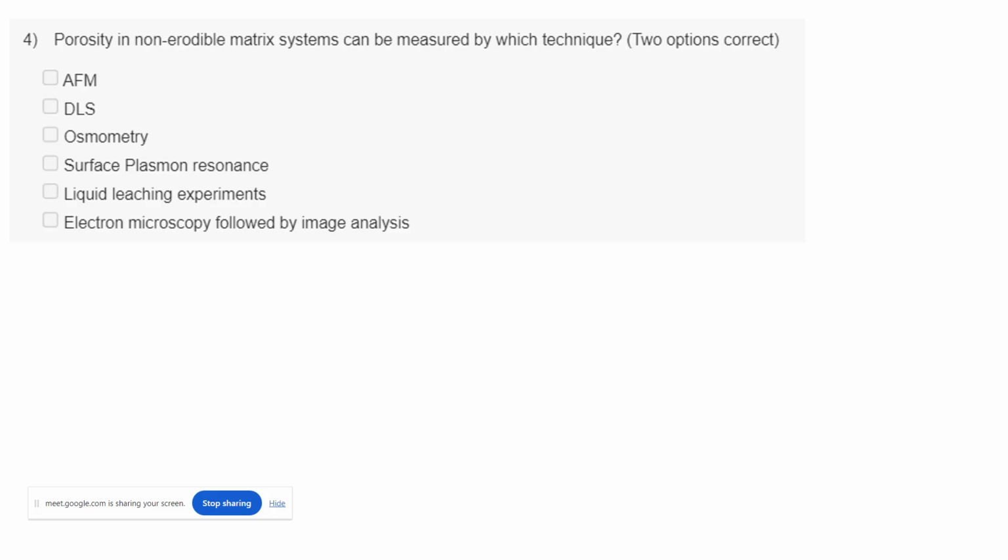3, 4. 3 and 4? Okay. 5 and 6. Liquid leaching experiment and the last one. Okay. Anybody else has any other answers? Which techniques can be used to measure porosity in non-erodible matrix systems?